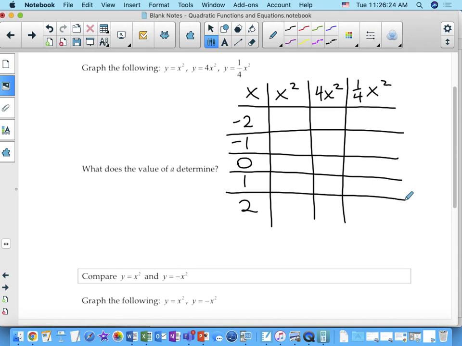We should know the values for x squared already. What's -2 squared? 4. -1 squared? 1. 0 squared? 0. 1 squared? 1. 2 squared? 4. Now we want to know what 4x squared is. X squared is 4, what's 4x squared? 16. We're just going to multiply these values by 4. X squared is 1, what's 4x squared? 4. X squared is 0, what's 4x squared? 0. Oh sorry, this should be 4.